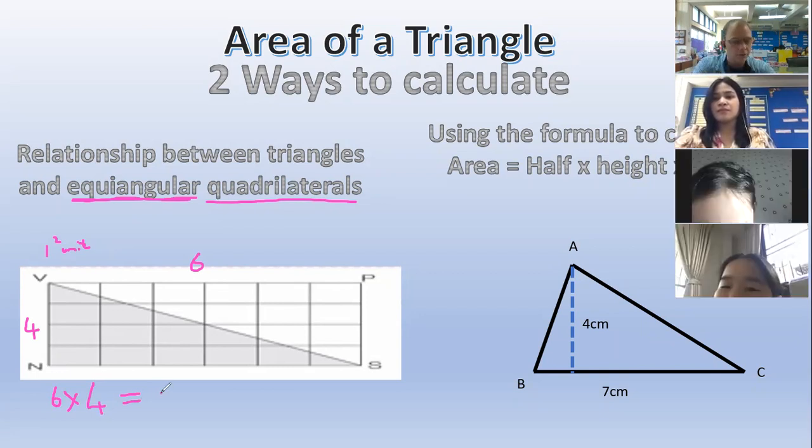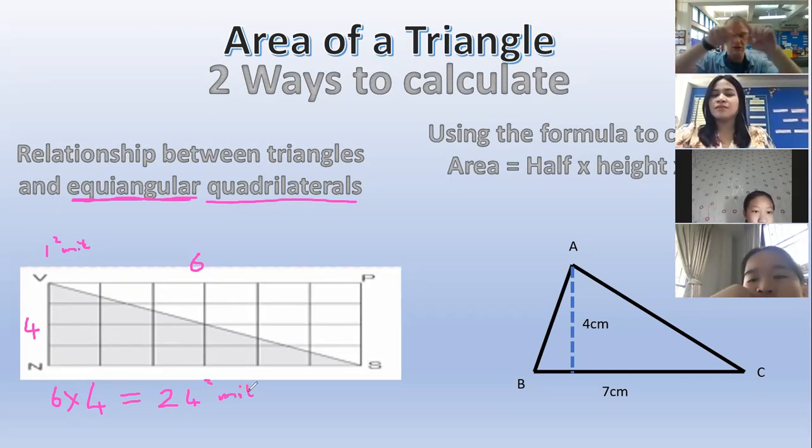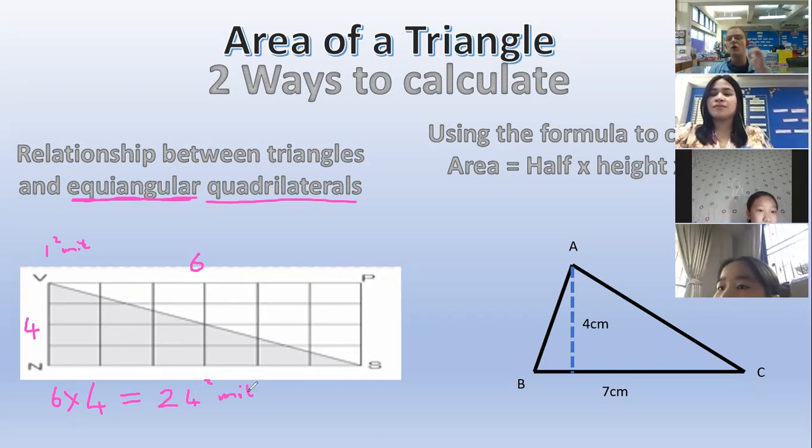24, excellent. So here is 24 square units in this area block, in this little quadrilateral. If you want to calculate the area of a triangle, it's always half of the equiangular quadrilateral. It's always half of it. Very important to remember. It's always half.